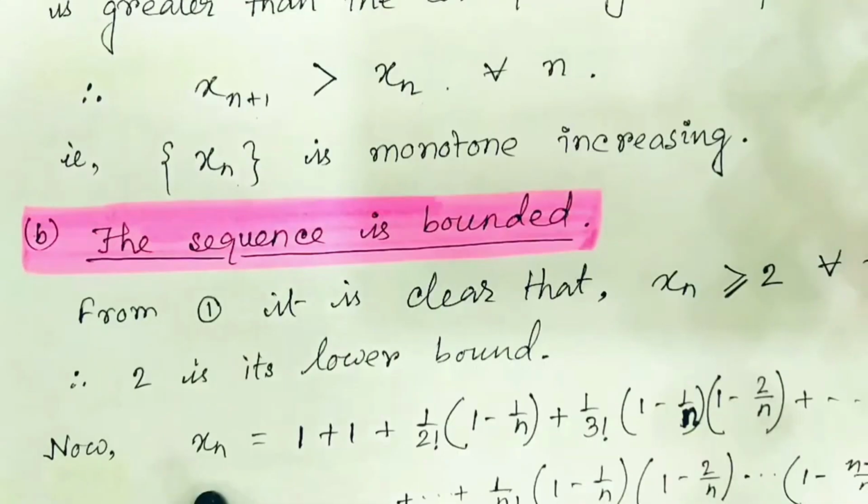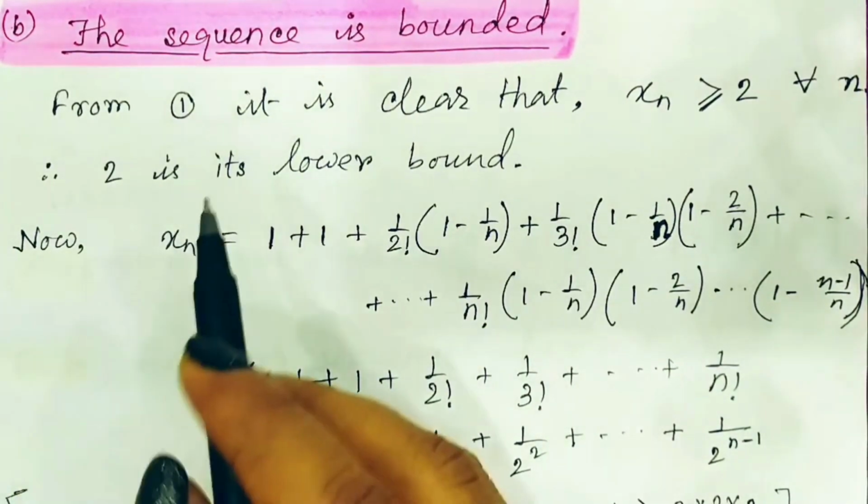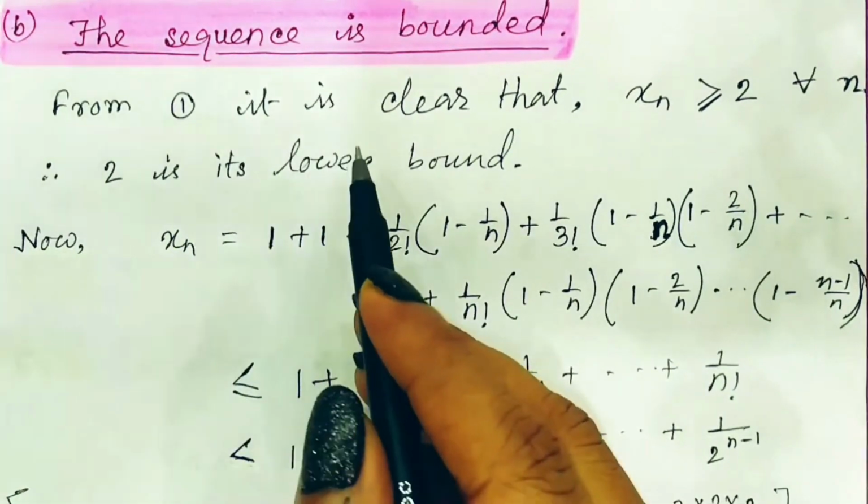Next, we should verify whether the sequence is bounded or not. For that, at first, in equation number 1, the first two terms are 1 plus 1.